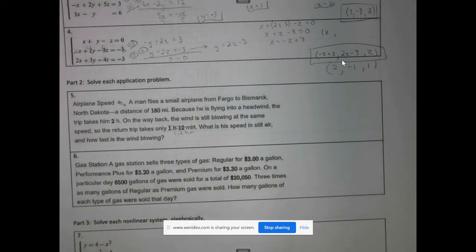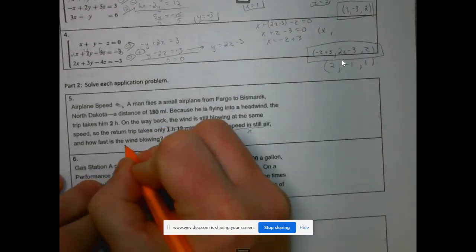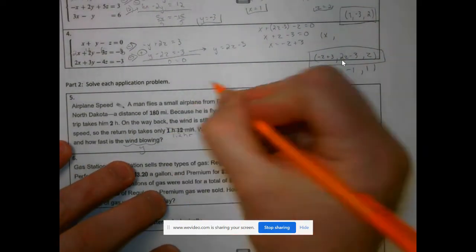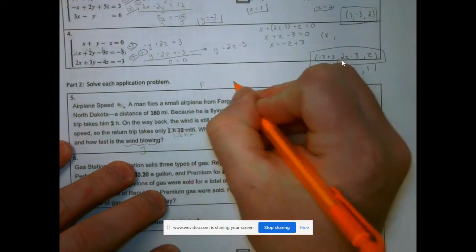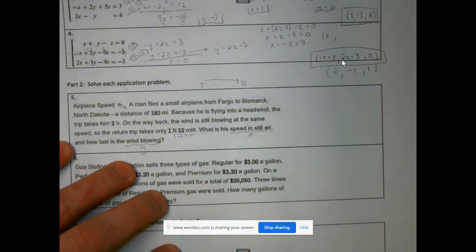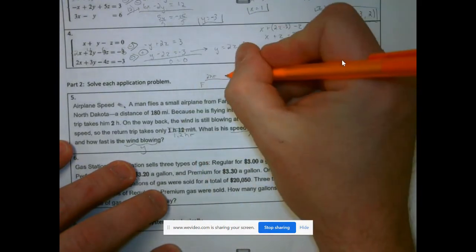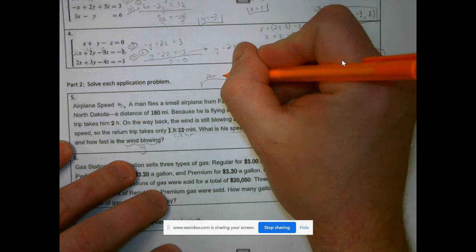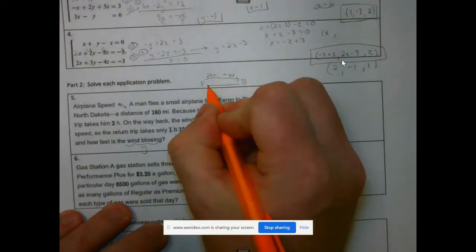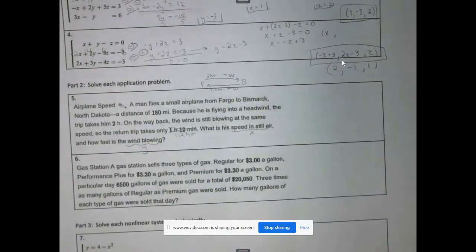So we're going to let x be the plane's speed in still air, and the speed of the wind blowing will be y. We can draw pictures of what's going on. So we're going from Fargo to Bismarck here, 180 miles, and it's going to take 2 hours, and it is against the wind. So you need to subtract your wind variable. And when I go back, it's going to take 1.2 hours, and it is with the wind. So we're going to add that wind in there.